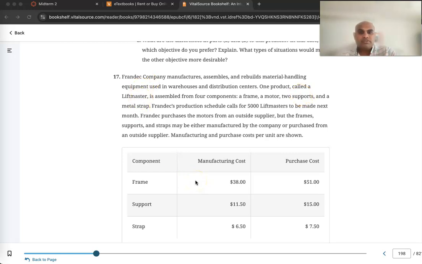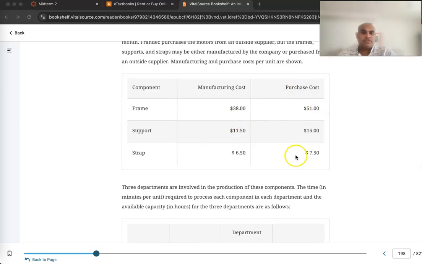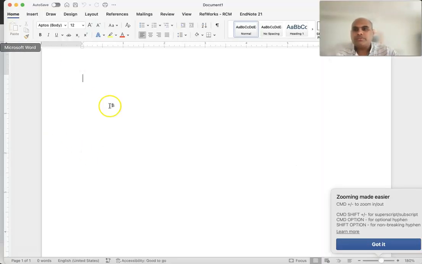So if we are making 5,000 LiftMasters, we have to make 5,000 frames, 5,000 straps, and 10,000 supports, because each LiftMaster requires 2 supports. So that's what we need: 5,000 frames, 10,000 supports, and 5,000 straps. We can make some in-house based upon the times that are available to us, and the rest we buy from outside. The question is, we have to figure out how much we are making in-house and how much we are buying from the outside. Now, when you're making inside, the time that's available has to be properly allocated to the different departments, and we need to make sure that we write the constraints properly to do this. So let's set this up as a problem and solve it.